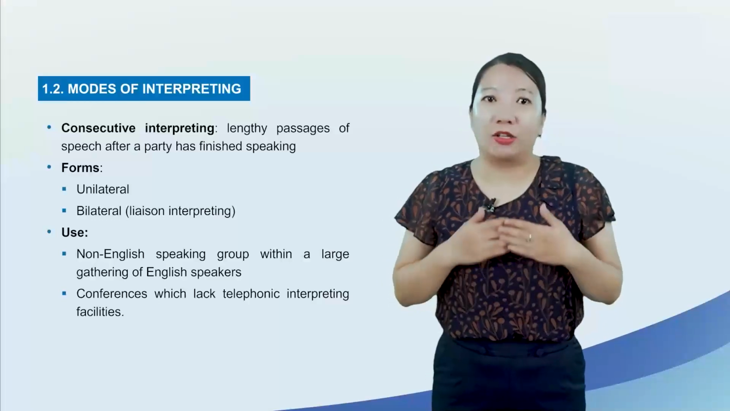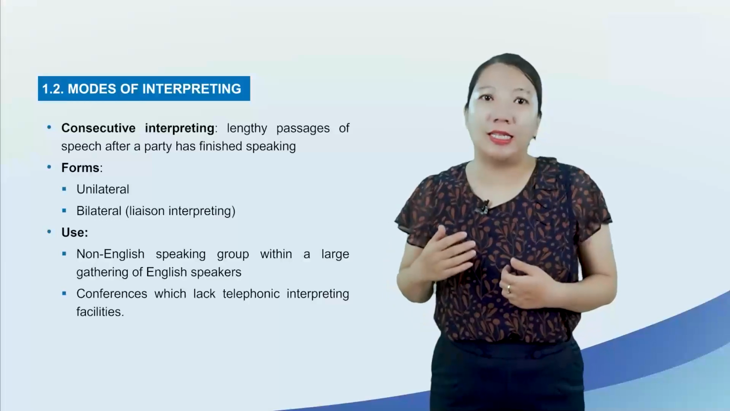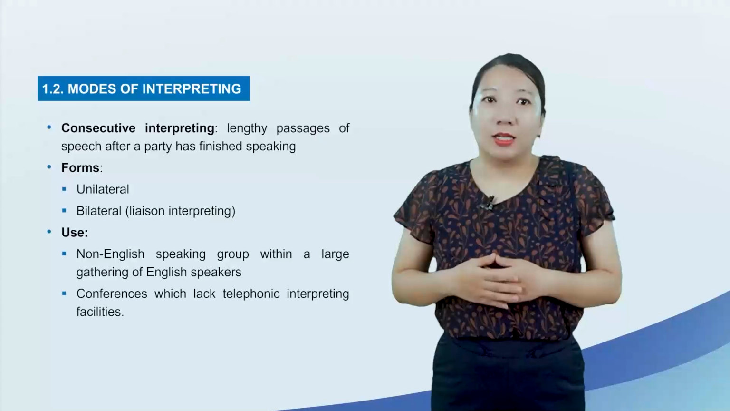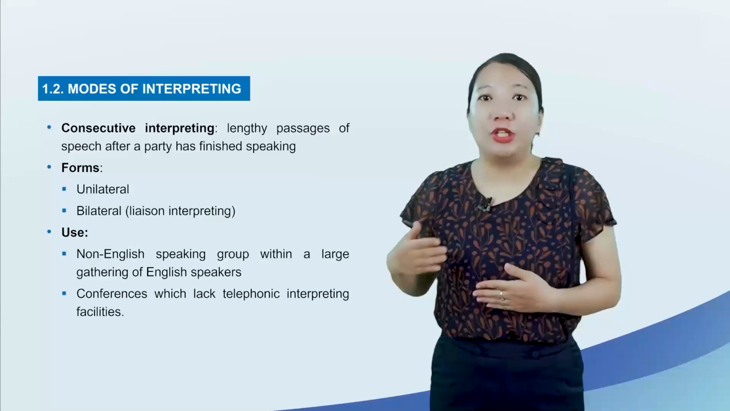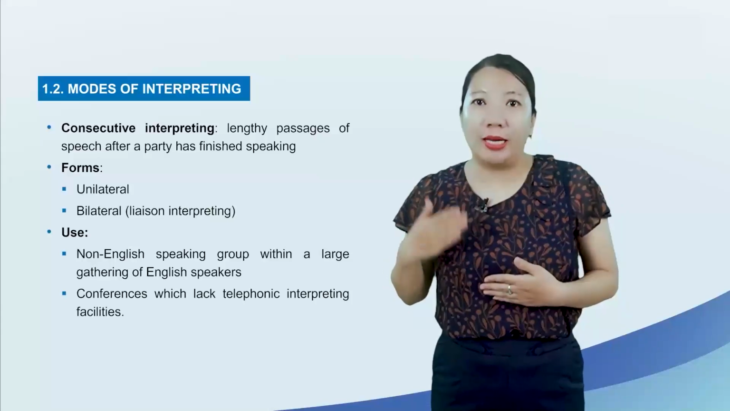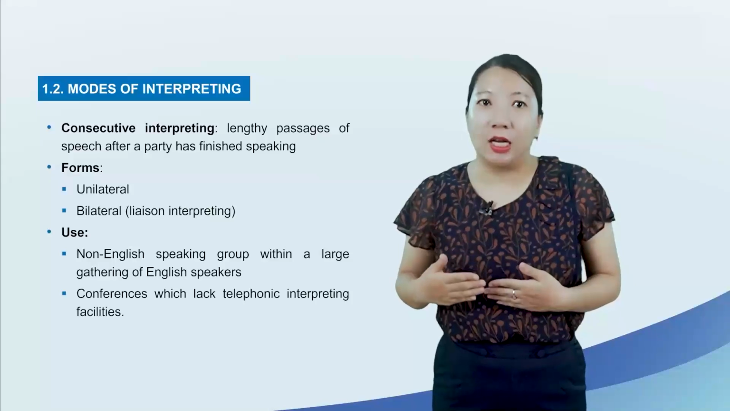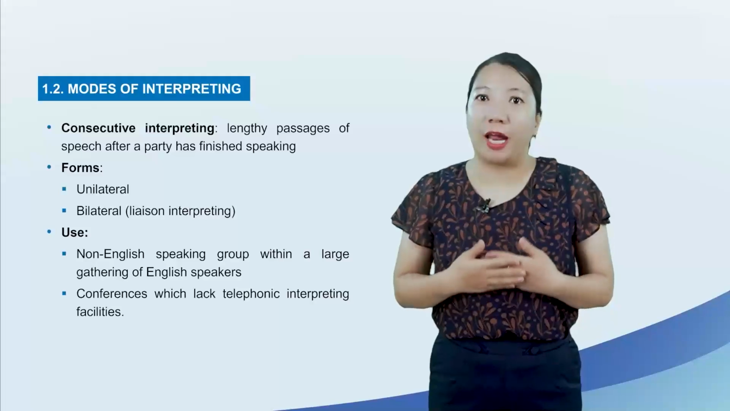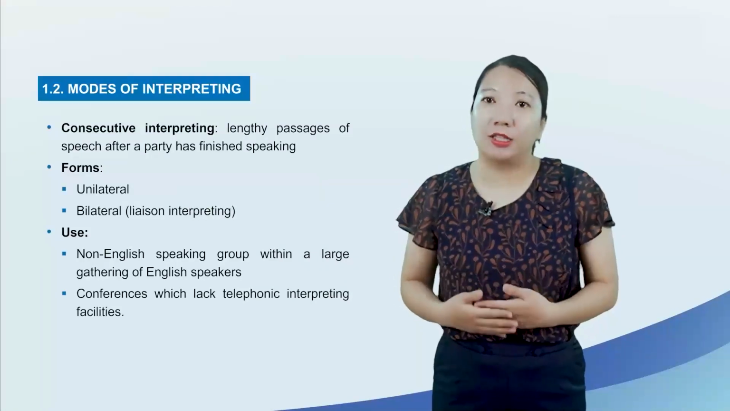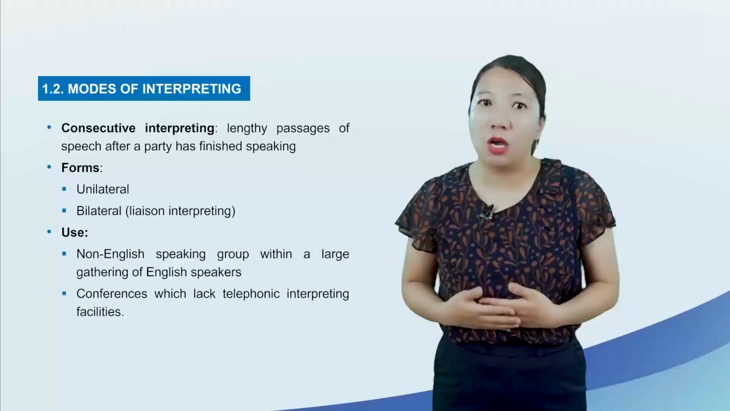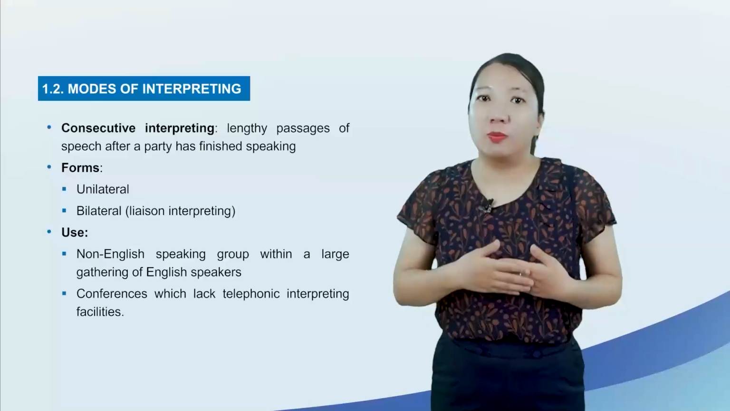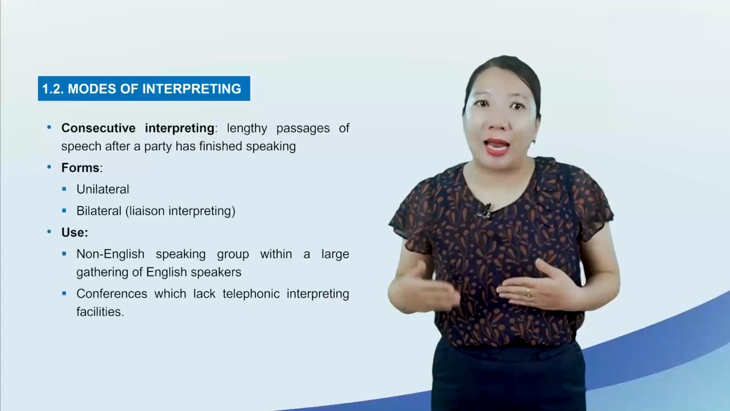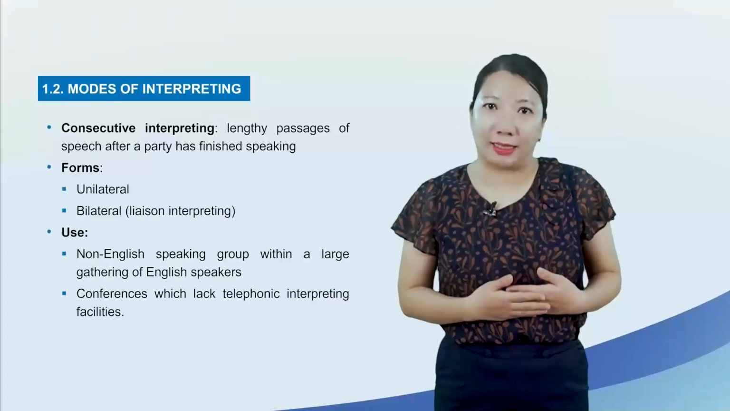Bilateral interpreting is the common form of liaison interpreting, which is known as dịch tháp tùng. Consecutive interpreting is often used when the interpreter needs to escort a non-English speaking group to a large gathering of English speakers, like a trade fair or exposition, or in conferences where smaller working parties meet in rooms which lack telephonic interpreting facilities.